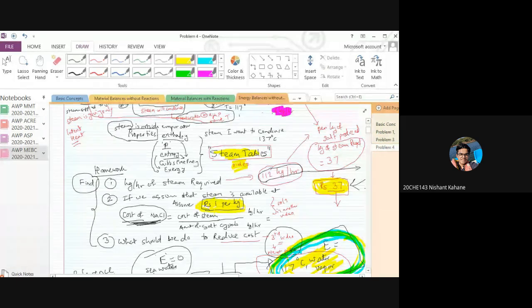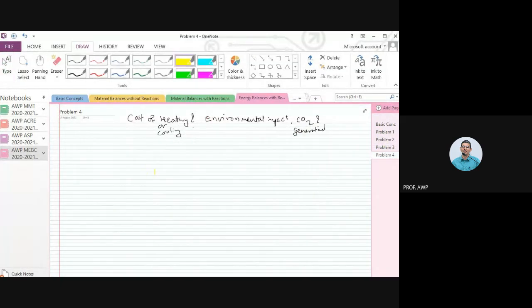Yes, sir. So this is what we are going to do, where this ₹1 comes from. What is the cost of steam? We are going to worry about what is the cost of steam. And electricity cost also I told you, right? Electricity that we use in our day-to-day lives. What is the cost of that electricity? What is the cost of your electric bill?